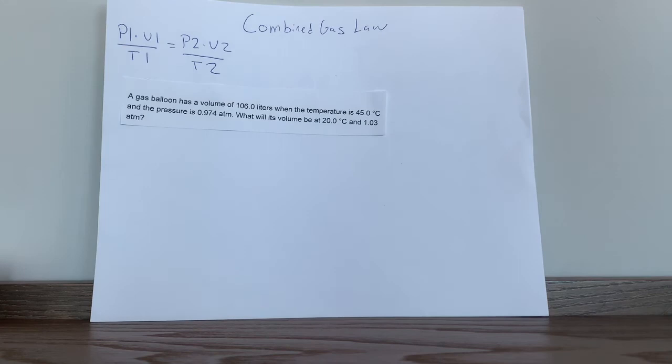The final gas law that we will be going over is the combined gas law, which is P1 times V1 over T1 is equal to P2 times V2 over T2. The problem that we will be attempting to solve is: a gas balloon has a volume of 106.0 liters when the temperature is 45 degrees Celsius and the pressure is 0.974 atm. What will its volume be at 20 degrees Celsius and 1.03 atm?